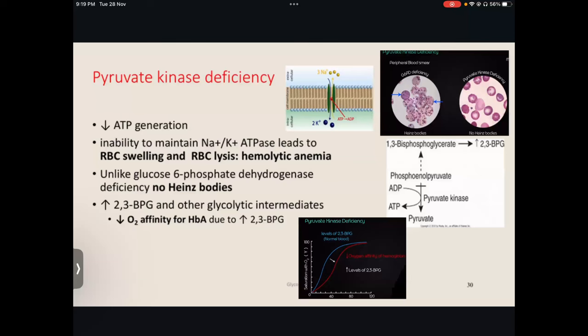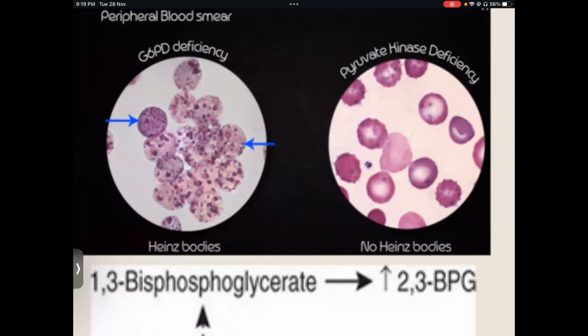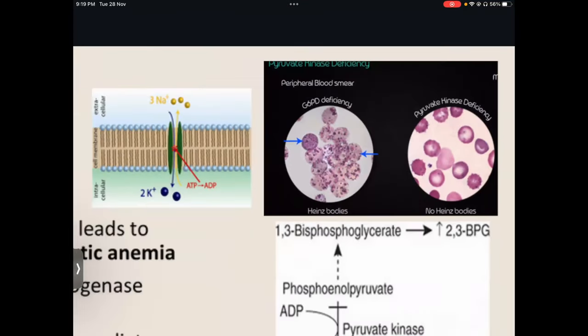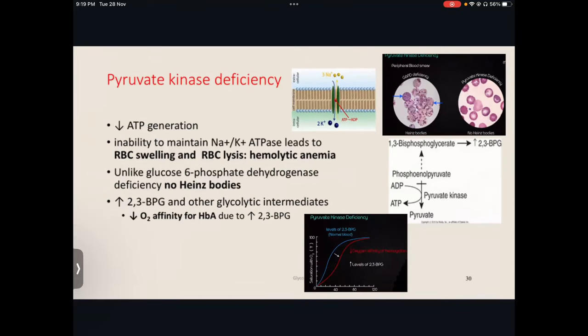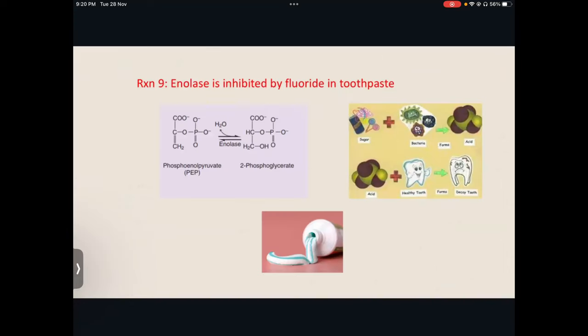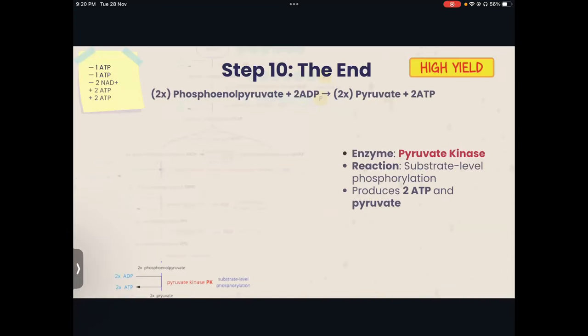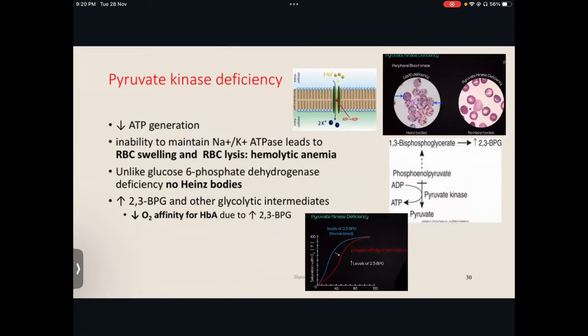So in comparison to that, you don't see any Heinz bodies, which are sort of like these inclusions inside these cells as a result of G6PD deficiency. And so that is not present here in pyruvate kinase, so it's a differentiating factor. And then finally, you have an increase in 2,3 bisphosphoglycerate, or BPG, and other glycolytic intermediates. So obviously, if you have a deficiency in the final step here, all of the intermediates that come before it are going to start accumulating, because they can't continue on to become pyruvate.